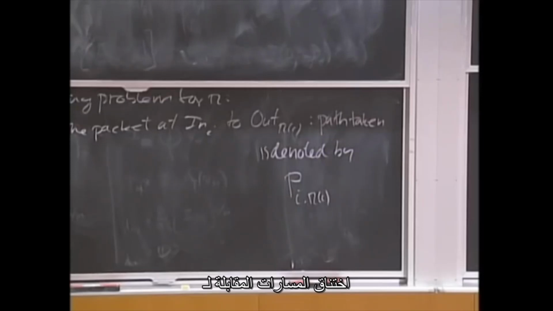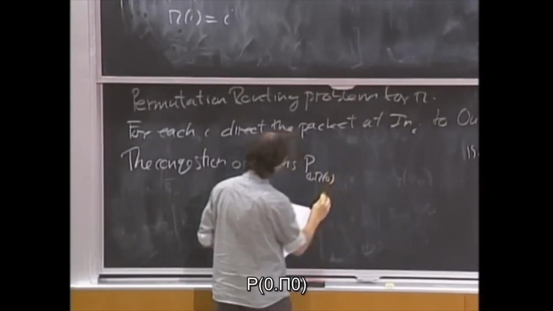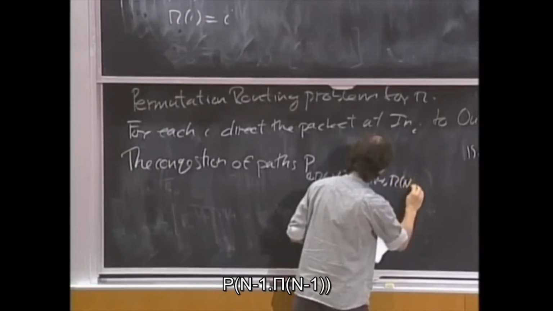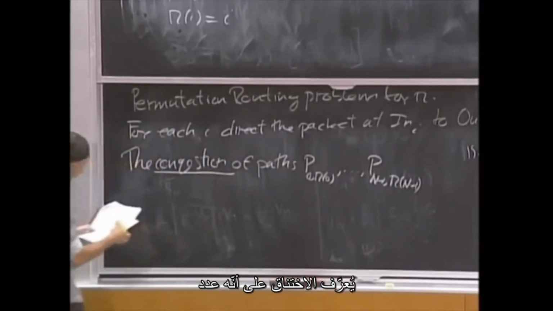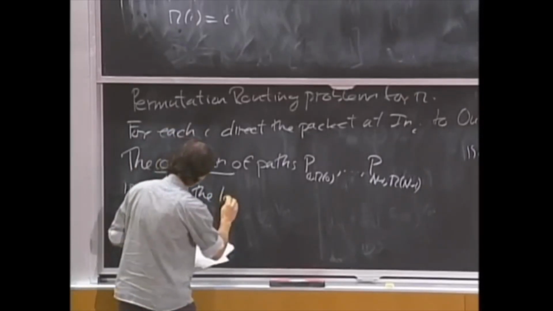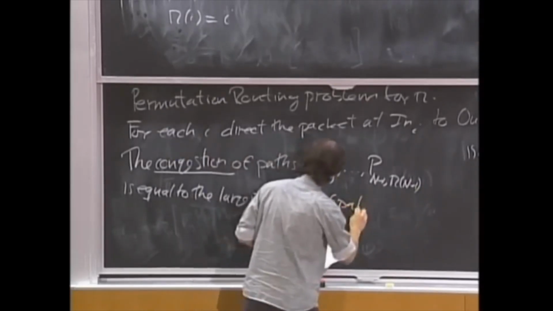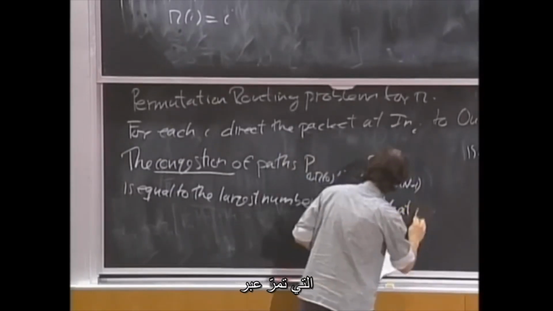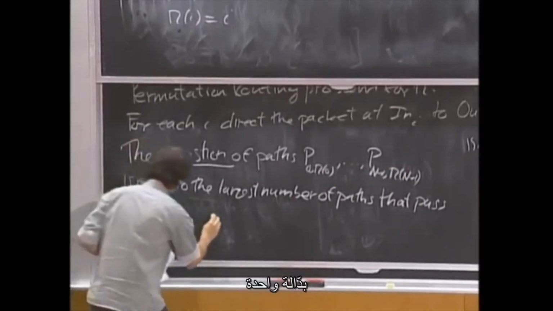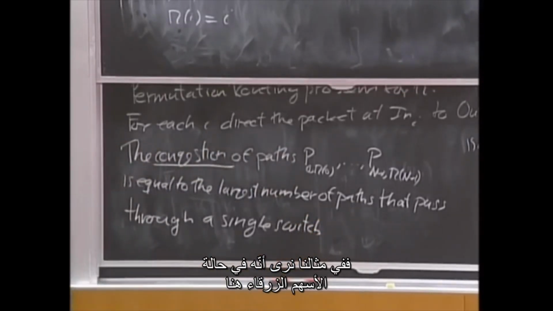The congestion of the paths corresponding to P_0 to pi(0), and so on, all the way up to the n-1th input that needs to be mapped to pi of n-1, is defined as the largest number of paths that pass through a single switch.